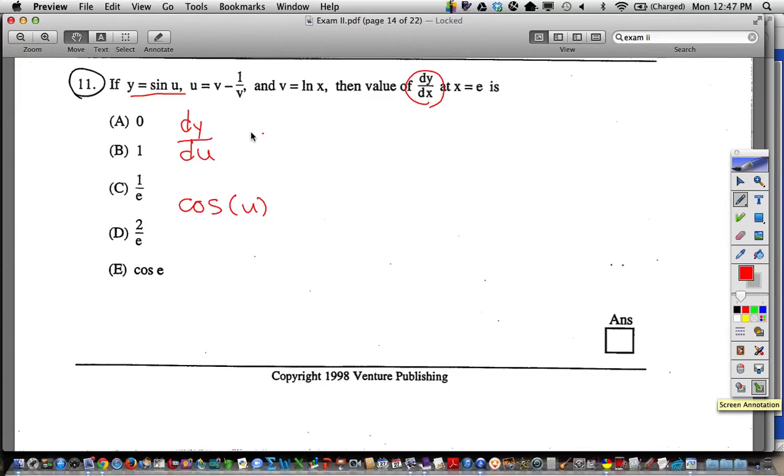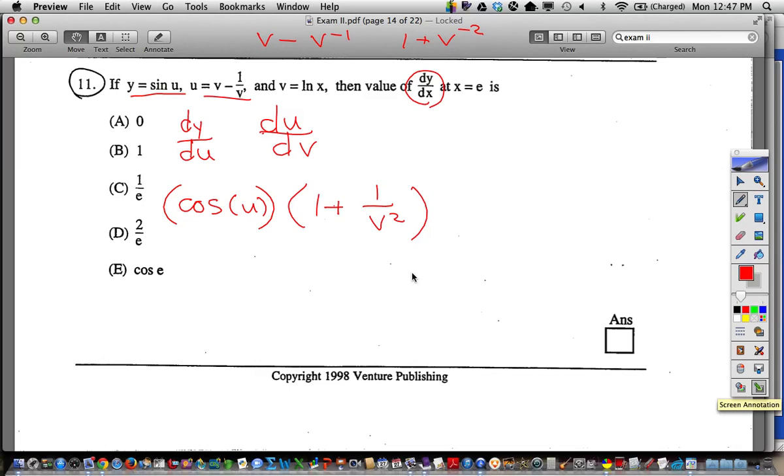All right, now, let's do this derivative. Let's do du dv. Well, that would be the derivative of v minus v to the negative 1, so that would be 1 plus v to the negative 2. So it'd be 1 plus 1 over v squared, correct?